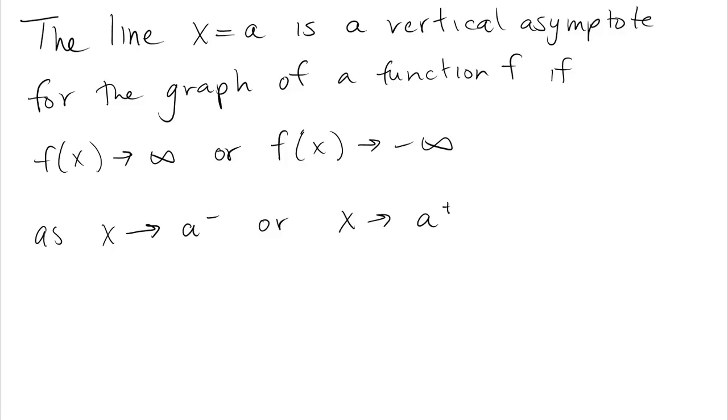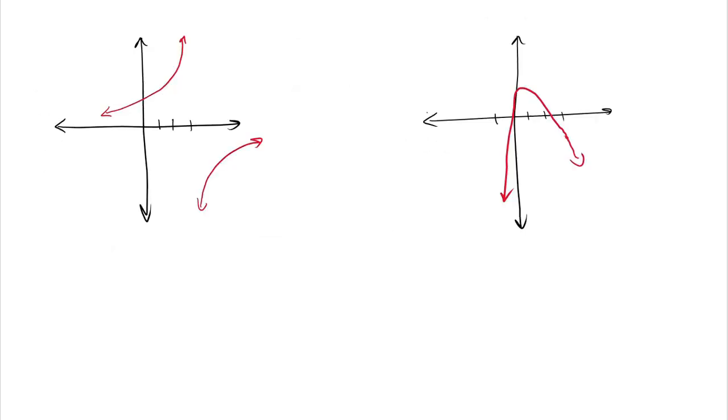Here are a couple of examples of graphs that have vertical asymptotes. In the graph on the left, you can see that the function is tending towards infinity as we get closer and closer to 3 from the left side, and that it's shooting down towards negative infinity as we approach 3 from the right side. When we draw graphs by hand, we often use some sort of dashed line to indicate where the asymptote is.